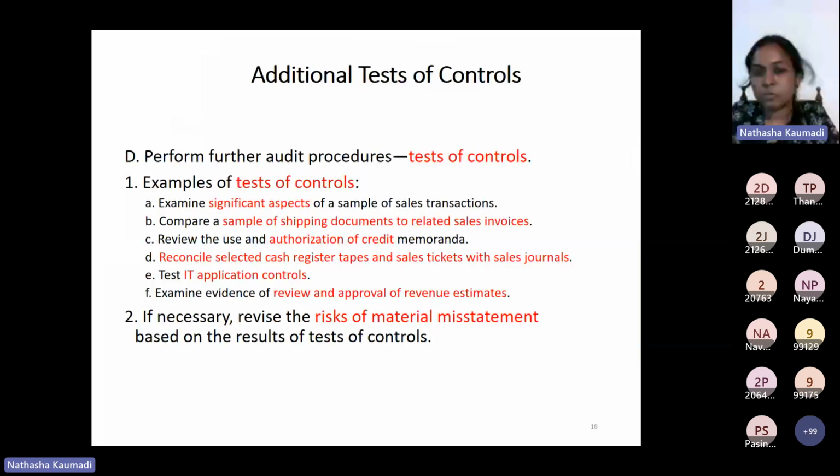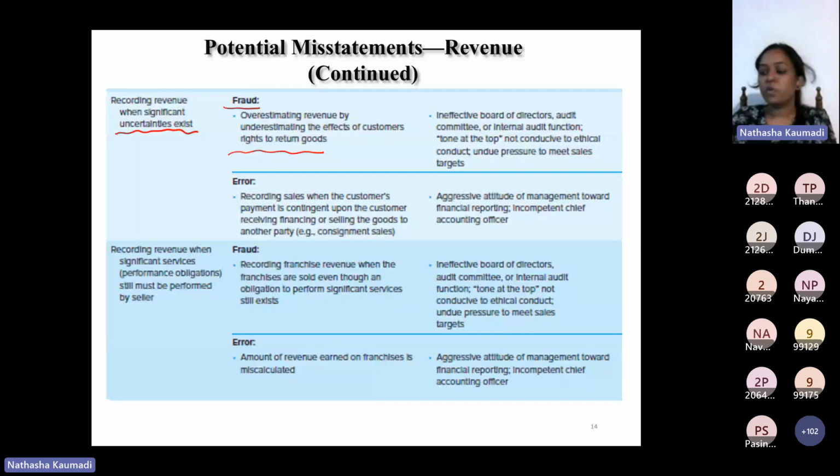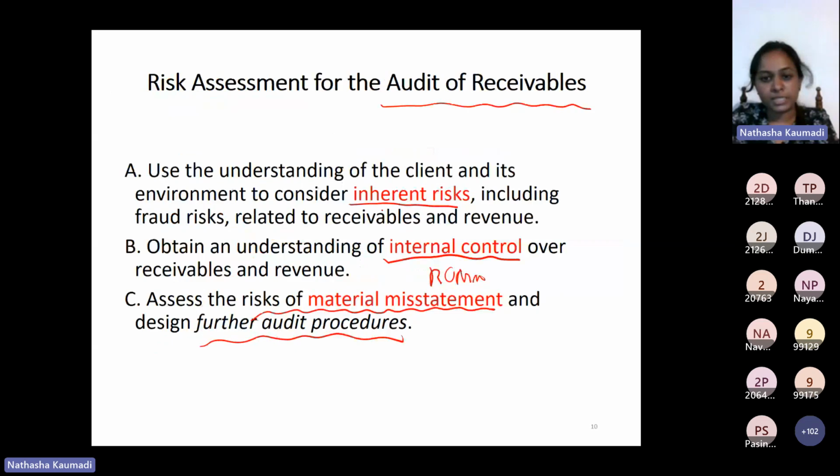Now we are slowly moving to the audit procedures. That is the main purpose of today's lecture. That's why I'm skipping those misstatements. You can read them, but you need to have a good understanding about the audit procedures. Then only you can analyze. You can read the supplementary readings as well.